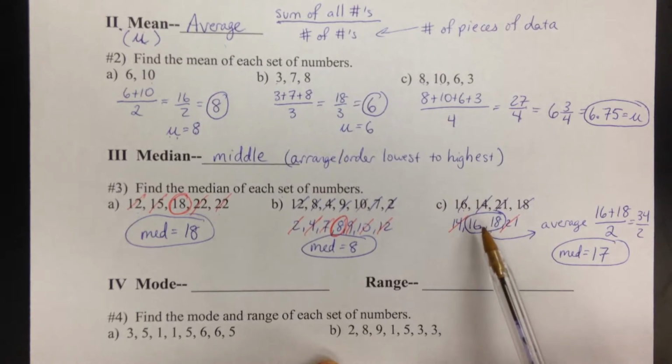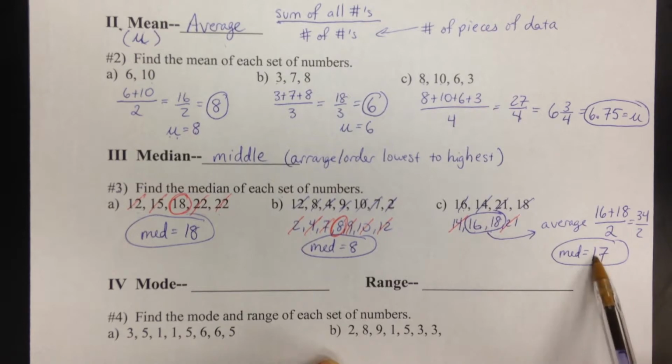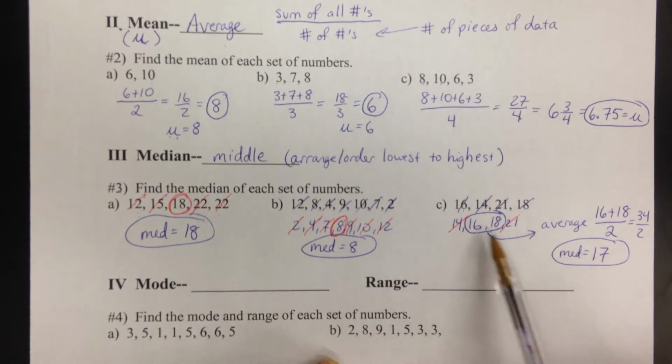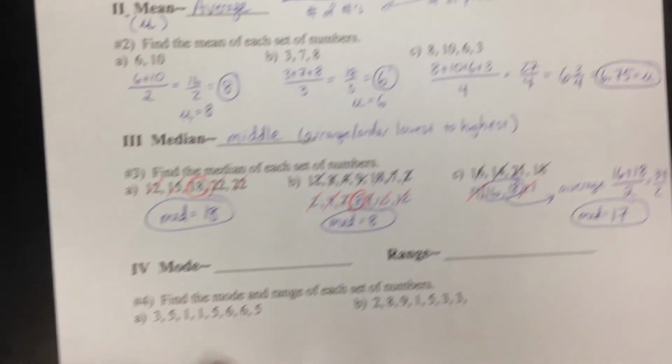It doesn't always work out like that. It could be a decimal, but in this case we get 17. So the median does not have to be one of the numbers here. That's not always the case.